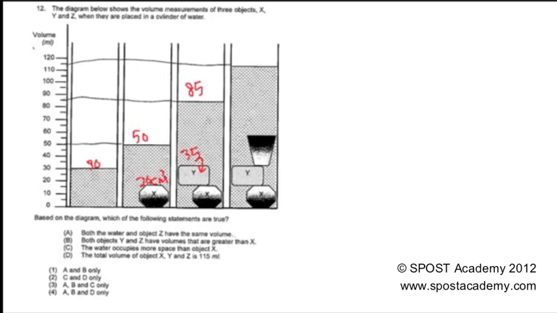Then I added in the Z, the cup here, okay, Z. And the volume actually increased to 115 cm³. So in order to find the volume of the Z, I just need to use 115 minus 85. So 115 minus 85 will give me 30. So which means that Z is actually 30 cm³.